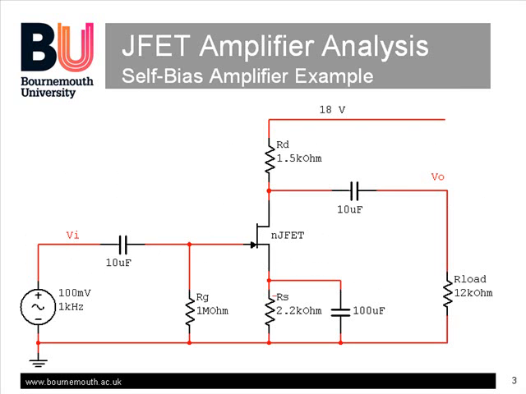This is the circuit example we'll analyze. The JFET parameters are the saturation drain current, IDSS, which is 12 milliamps in this case, and the pinch-off voltage, VP, which is -4 volts.